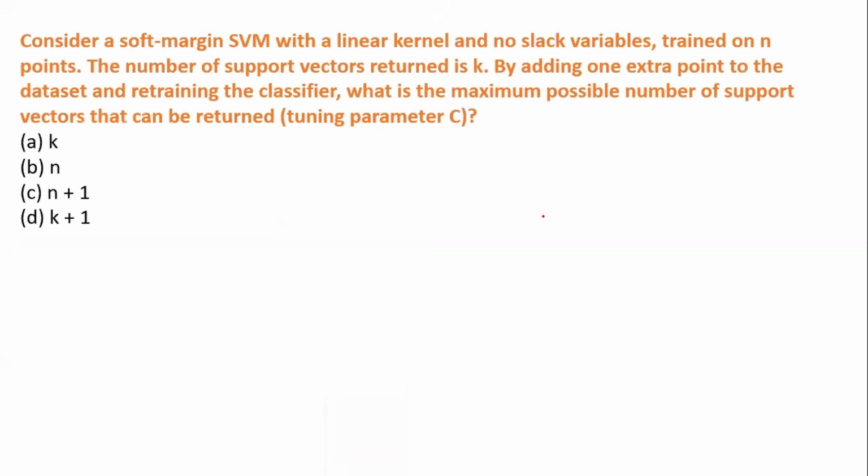Now, next question. Consider a soft margin SVM with a linear kernel and no slack variables trained on n data points. That means the number of data points we have to train on is n. The number of support vectors returned is k. By adding one extra point, our data points become n plus 1. Then we retrain the classifier. What is the maximum possible number of support vectors that can be returned?